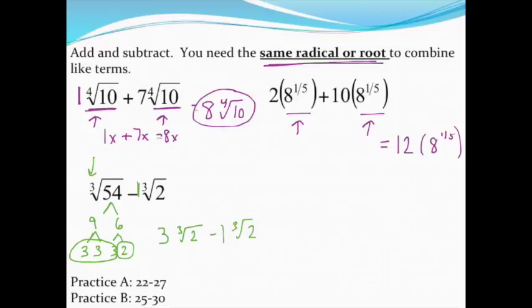Now that I've simplified it, I do have the same exact radical at the end, the cube root of 2, and then the cube root of 2. It's like they planned it that way. So now it's just like the problem up top. I have 3 of them, and I take 1 of them away, meaning when I finally simplify, I have 2 of them left over. That piece that's the same will remain the same. I have 2 times the cube root of 2 as my simplified answer.